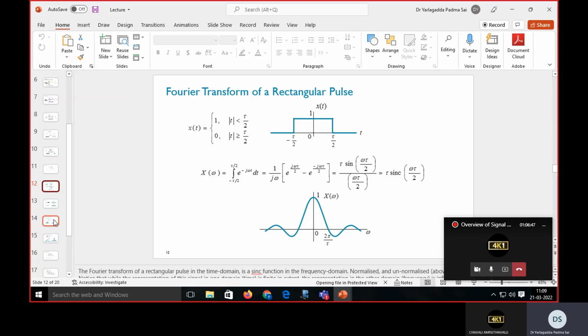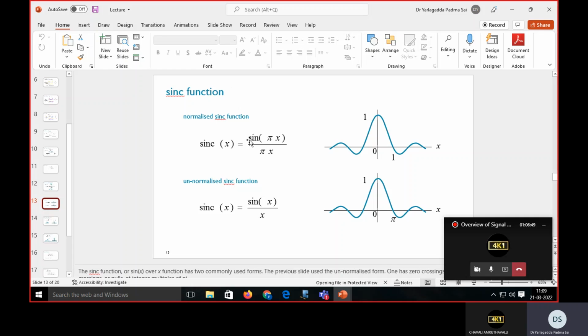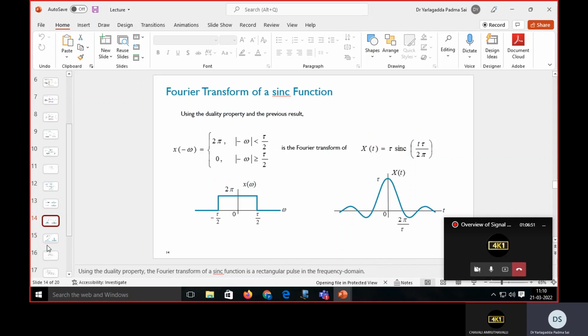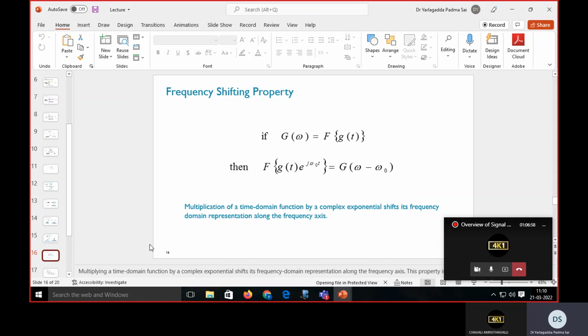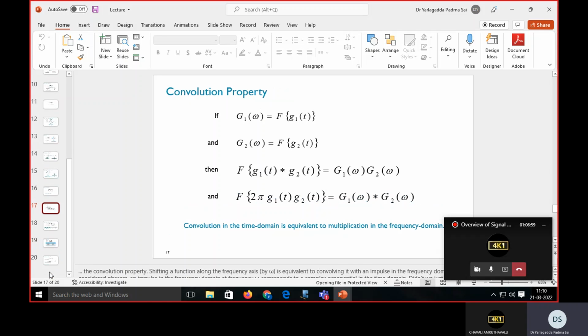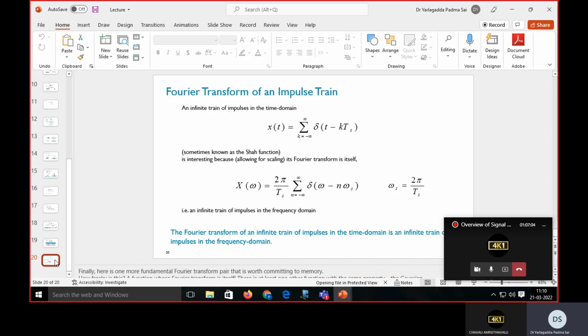Okay, extending the same concept. Now you read all those things. I am not explaining properties presently. Those properties are also important. Once you open and read the convolution property we discussed, this property only we are using in the sampling theorem.